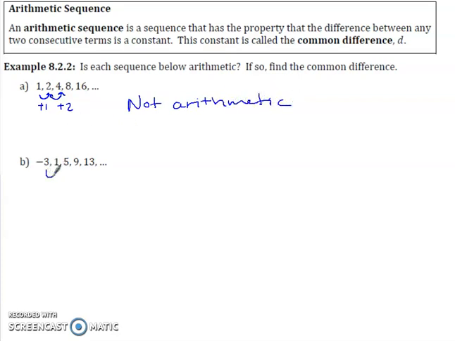In B, I see that from -3 to 1, I add 4. From 1 to 5, I add 4. So far, it's looking good. Let's just check the rest. 5 plus 4 is 9, 9 plus 4 is 13, so this is arithmetic. Since we are adding 4, our common difference is a positive 4.